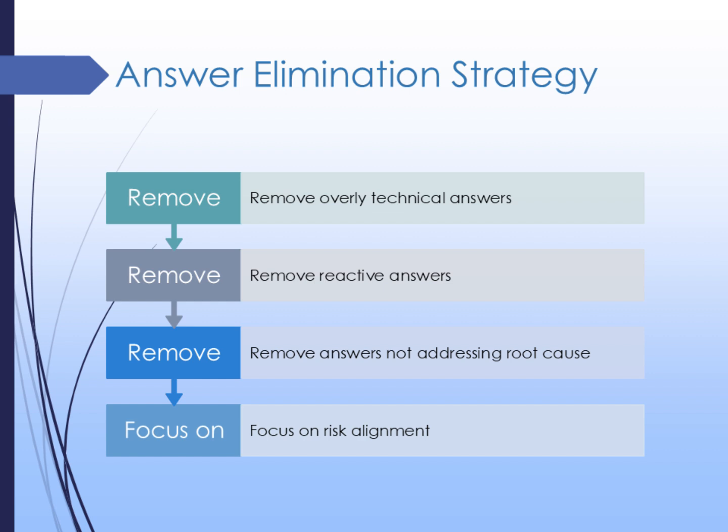Finally, focus on risk alignment. Ask yourself, which option reduces the greatest business risk? Which option aligns best with governance and control objectives? Which option has the greatest overall impact? This elimination strategy helps simplify difficult questions and keeps your thinking aligned with how the CISA exam is designed. The key takeaway is this: do not search for the most technical answer. Search for the answer that best reduces risk, improves control effectiveness, and supports the business objective.